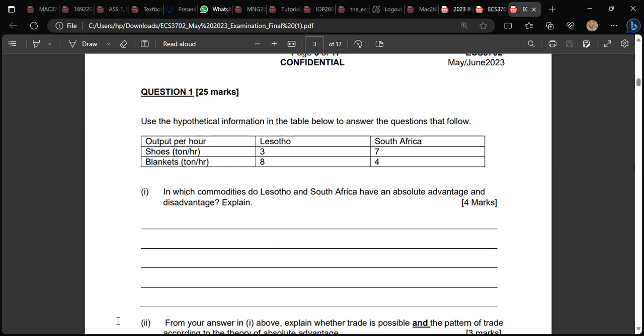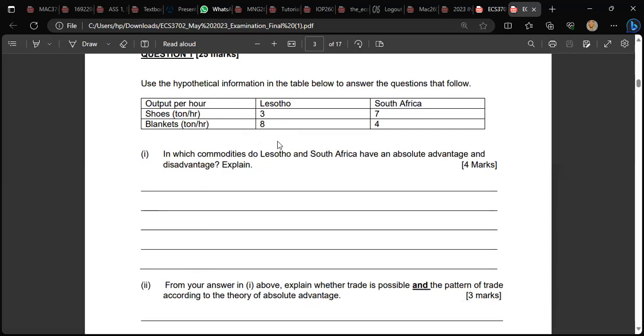Now this is a follow-up question. Question number 1 needs you to establish who has an absolute advantage and who has an absolute disadvantage in the commodities. And then the follow-up question is, based on that answer, is trade possible? Then you say yes or no. And if it's possible, then what would be the pattern of trade? In other words, who's going to be trading in what? We want you to identify the areas of specialty: which commodity a certain country is going to specialize in, and which commodity the other country is going to specialize in. Over to you.